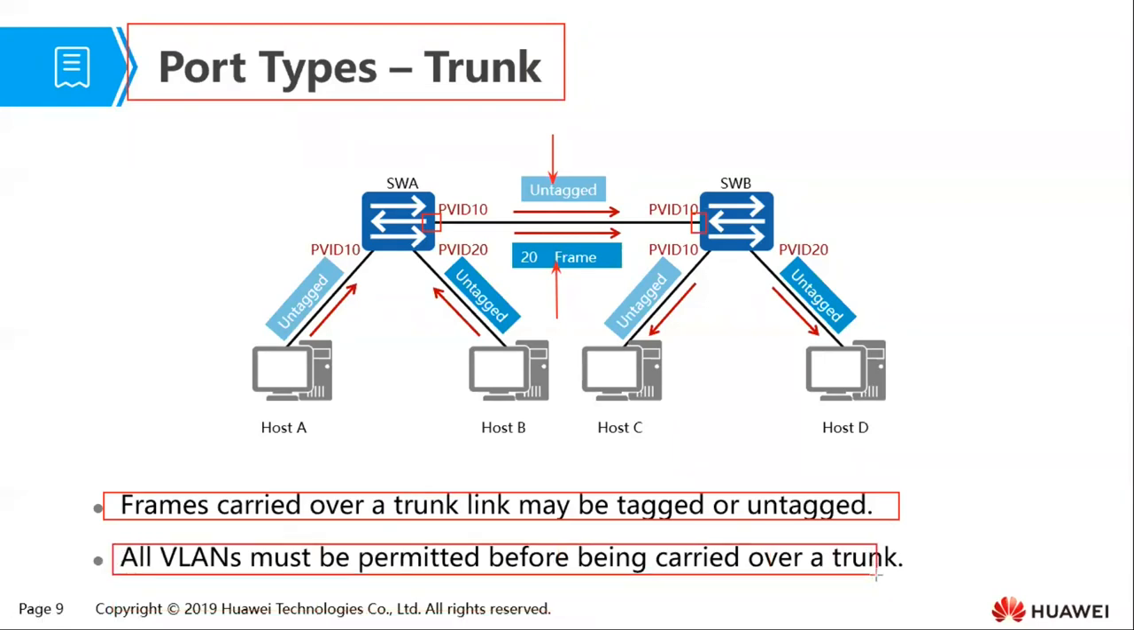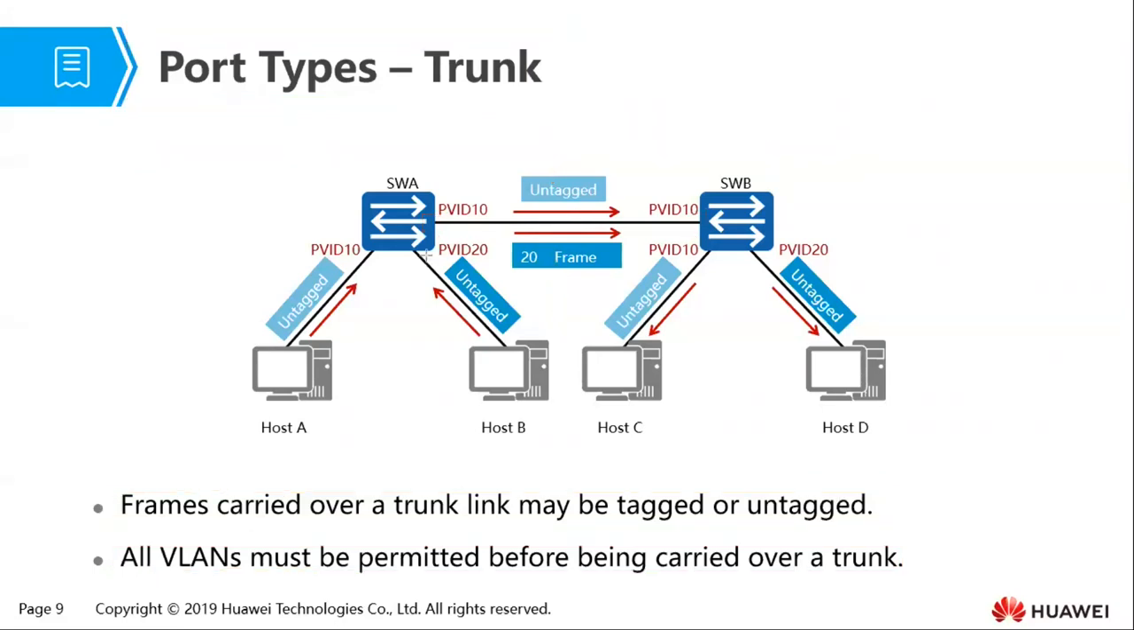All VLANs must be permitted before being carried over a trunk. So we are going to see how. Okay. So here, this is an access port with a PVID of 10. This one is an access port with a PVID of 20. Access port with a PVID of 10.